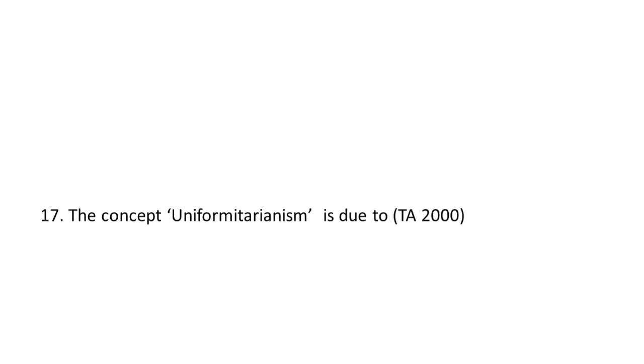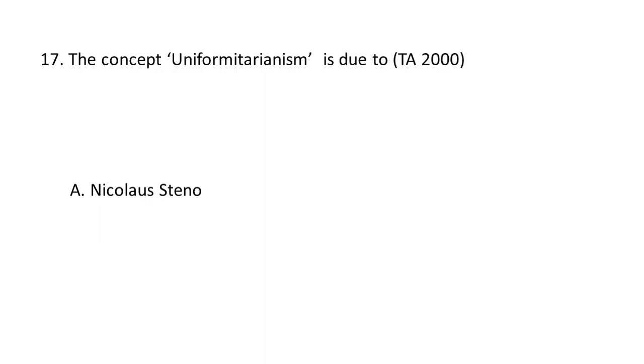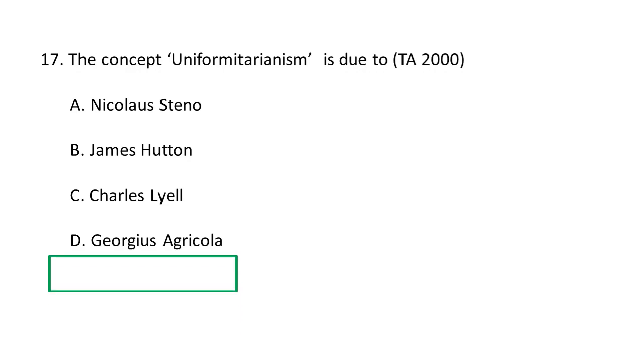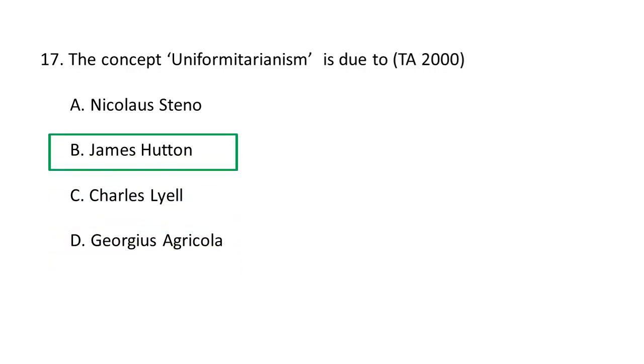Next question. The concept uniformitarianism is due to: A. Nicholas Steno, B. James Hutton, C. Charles Lyell, and D. Georgius Agricola. The concept uniformitarianism is due to James Hutton. B is the correct option. James Hutton was a Scottish geologist and naturalist who developed the concept of uniformitarianism, and it is a fundamental principle of geology. Uniformitarianism is the idea that the same natural laws and processes that operate today have operated in the past, and that these processes are sufficient to explain all geological changes. So B, James Hutton, is the correct option.